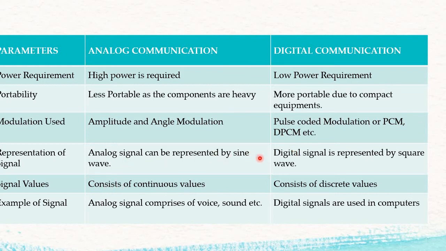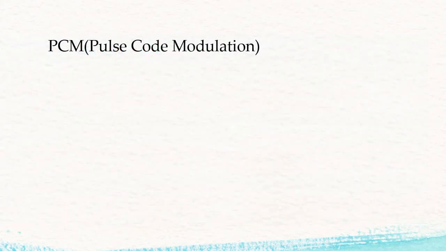Analog signals can be represented by the sine wave. A digital signal is represented by the square wave. Analog consists of continuous values, digital consists of discrete values. Analog signals comprise voice, sound, etc. Digital signals are used in computers.